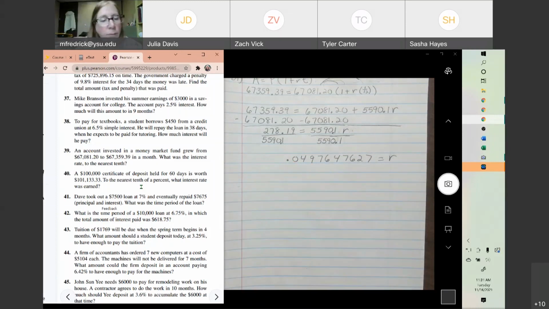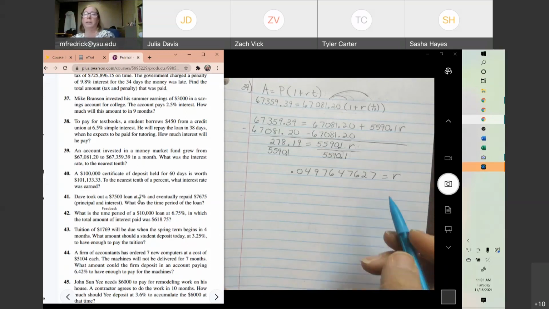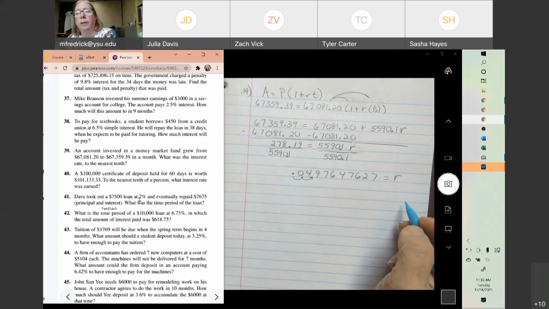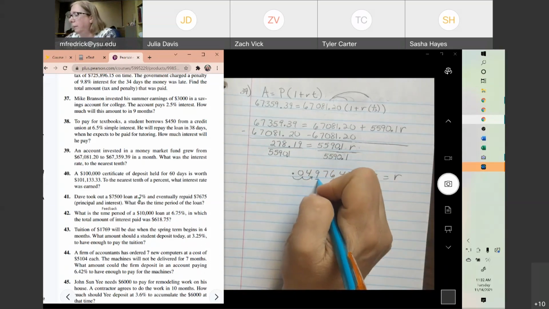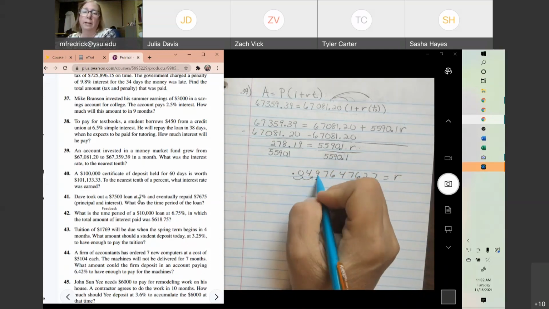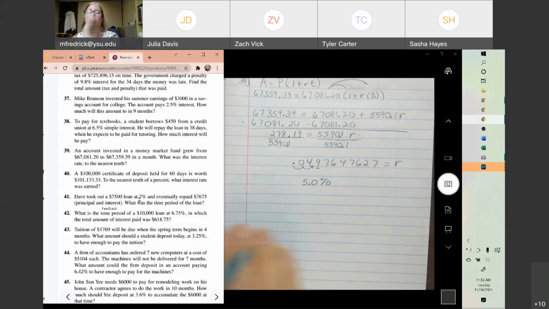Now, they want us to round the nearest, I think it said 10th. Yeah, round to the nearest 10th. But they want the interest rate to the nearest 10th. So you have to make it a percent first, because remember, this is the decimal. So you multiply by 100 or move your decimal to the right 2. Then we're rounding here, which would be the 10th. That 7 makes this 9 a 0, so it's actually 5.0%. Any questions on that?